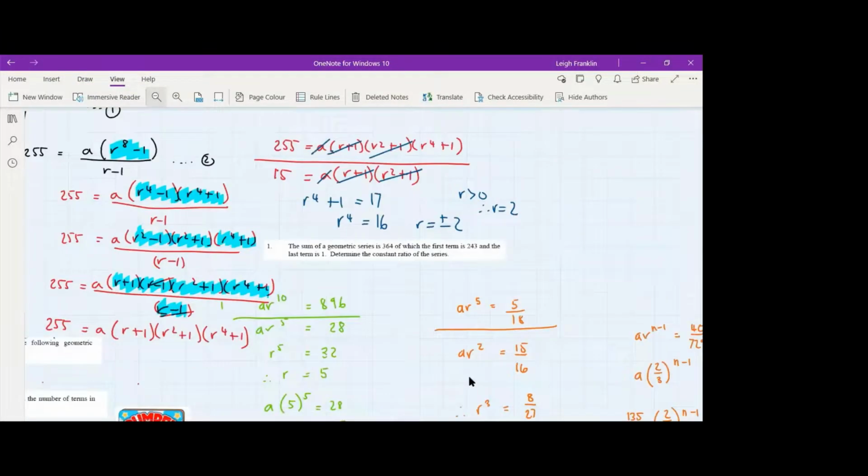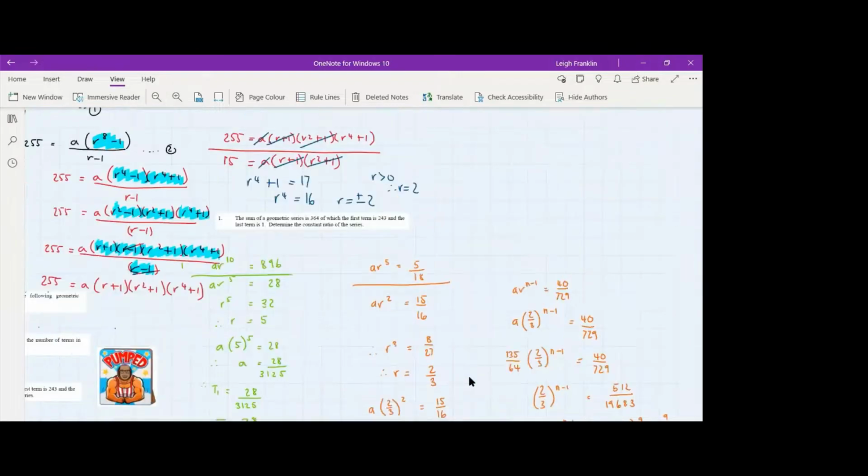Thank you, ma'am. No problem. There we go. Katlego's helped me and I've just managed to find it. Okay.